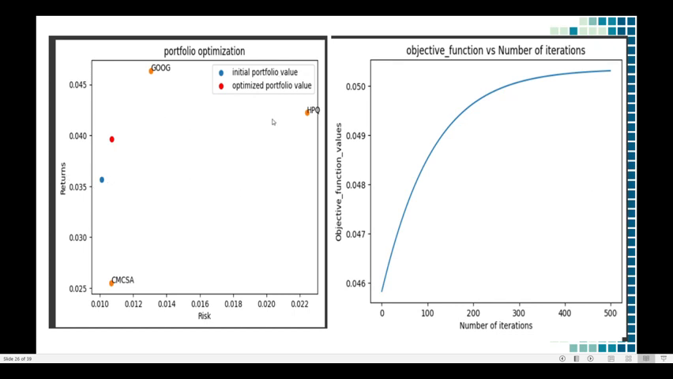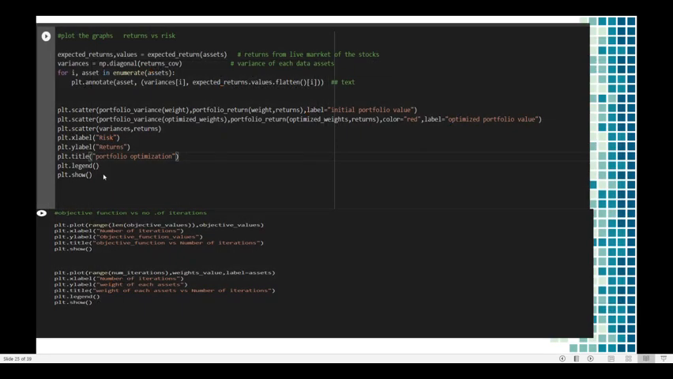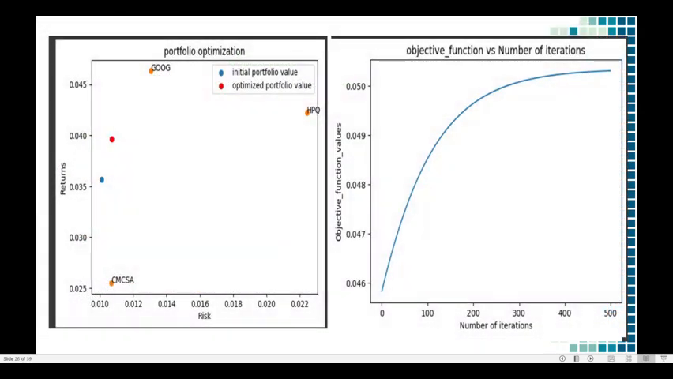Initially the returns are around 0.35. Then after optimizing the weights, we get over 0.039, with almost the same risk. The next graph is the objective function versus the number of iterations. The objective function is increasing as the iterations are increasing.